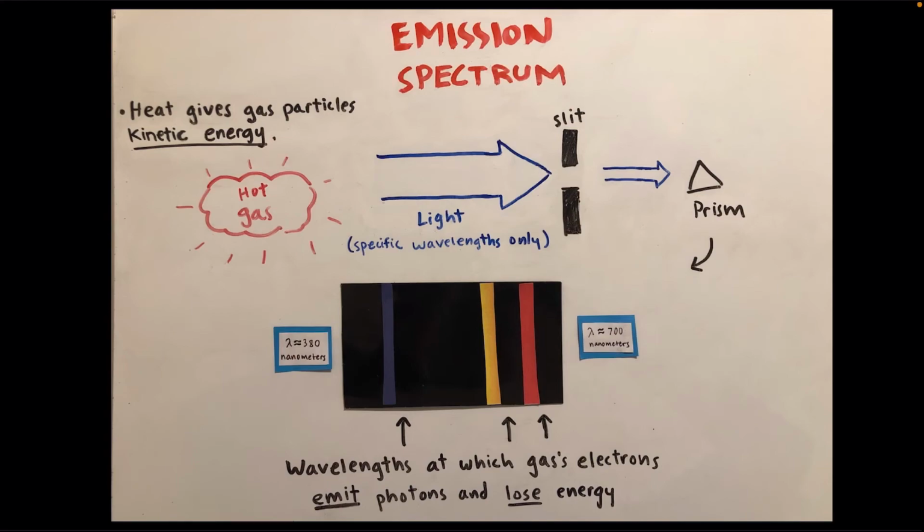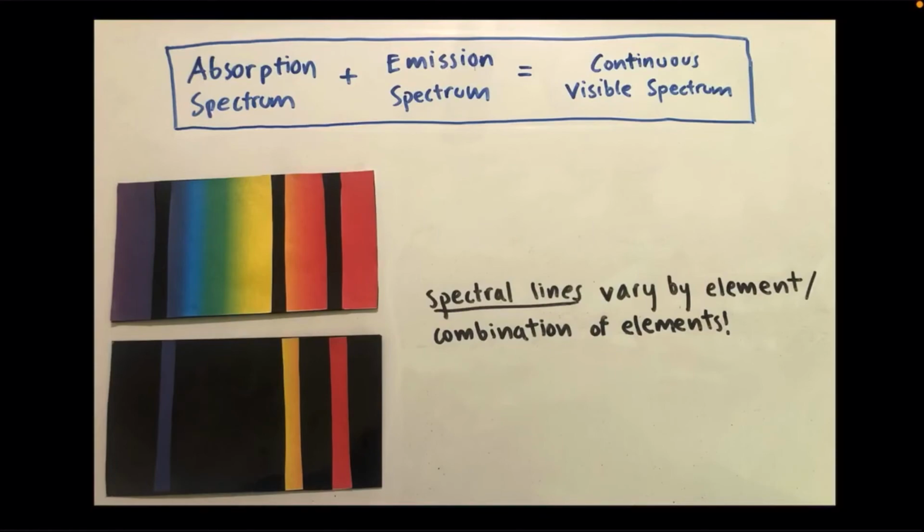The wavelengths emitted depend on the atoms present in the gas. Each element's atoms absorb and emit light at different wavelengths, so absorption and emission lines vary by atom or molecule. I hope now you understand how both light emission and absorption works in atoms.